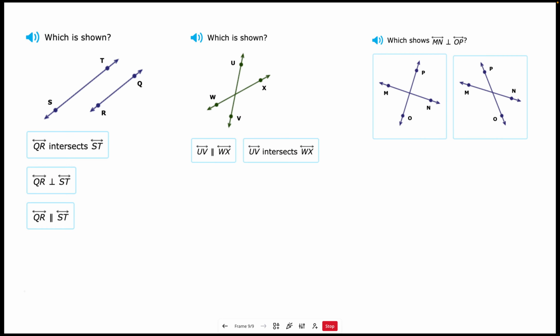Okay, now that you've had time to work these problems, let's check your solutions. For the first problem, those are parallel lines, so you should have chosen the answer that uses this symbol for parallel lines. For the second problem, these intersect, so these are just intersecting lines. And for the third problem, it says which shows perpendicular lines. That would be this shape right here.